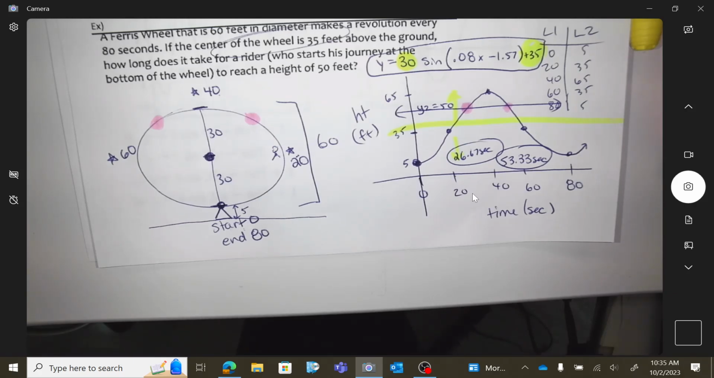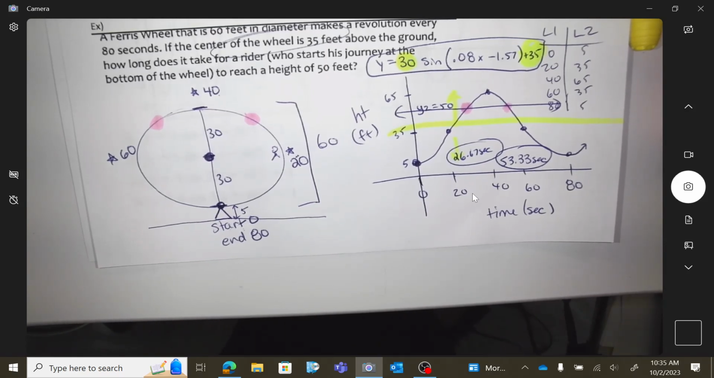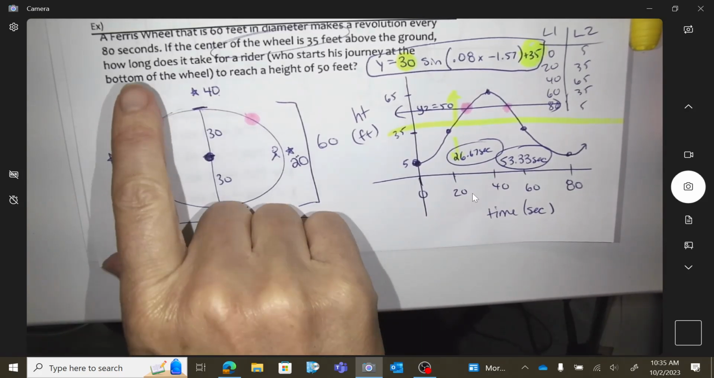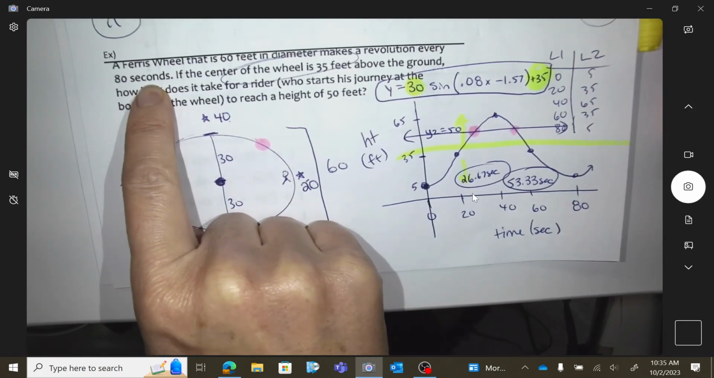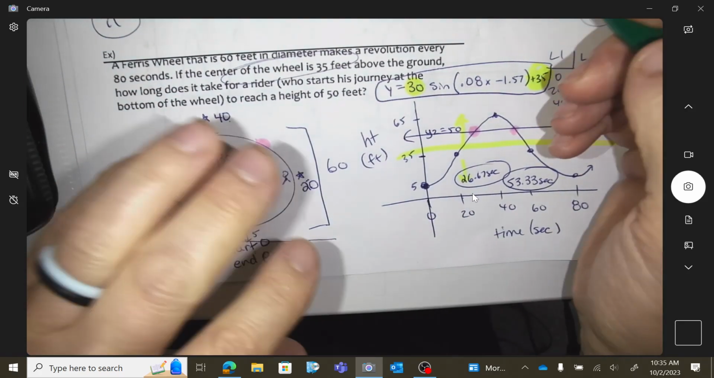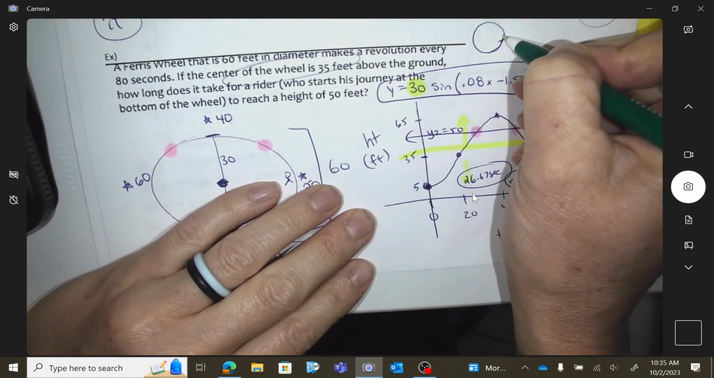Okay, here's what I'm going to do. I'm going to add a question in here so that we can find another calculator maneuver. If I ever ask you, how long does it take you to go around the Ferris wheel? Okay, we know that it's 80, but I'm going to show you how to get that answer.